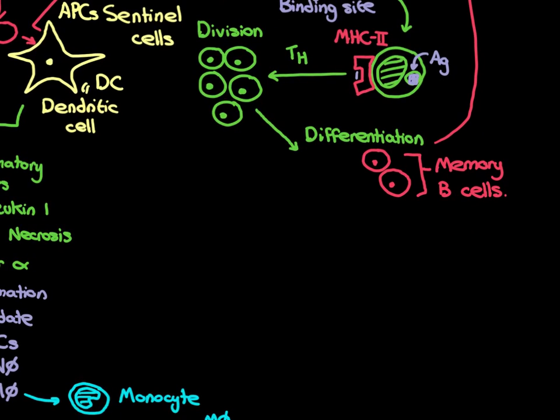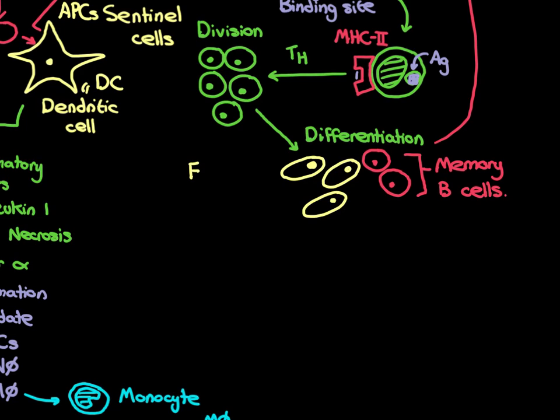So now let's talk about the effector B cells. So another colour. So we'll go to yellow here. So the effector B cells have a different shape. They have a more oval shape, like so. And the majority of our B cells are now going to differentiate into effector B cells.